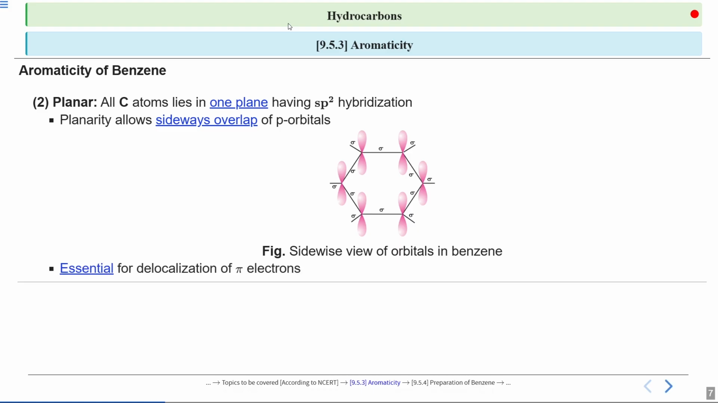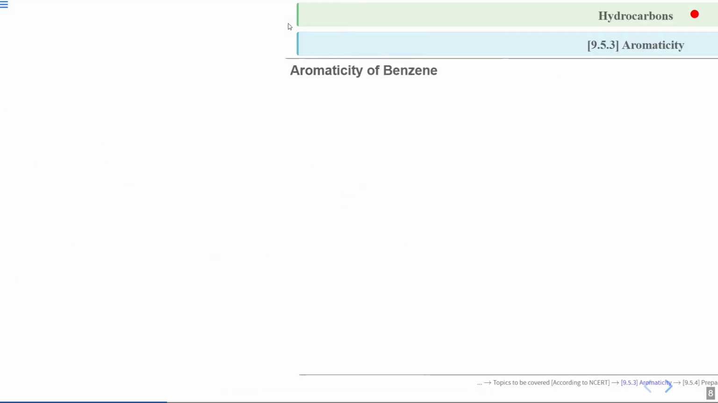Finally, it is essential to understand that planarity is required for delocalization of pi electrons. If the molecule wasn't flat, the p orbitals couldn't overlap properly and the electrons wouldn't be able to move freely. This delocalization is what makes the aromatic compound so stable and unique. Remember, planarity and electron delocalization go hand in hand for aromaticity.